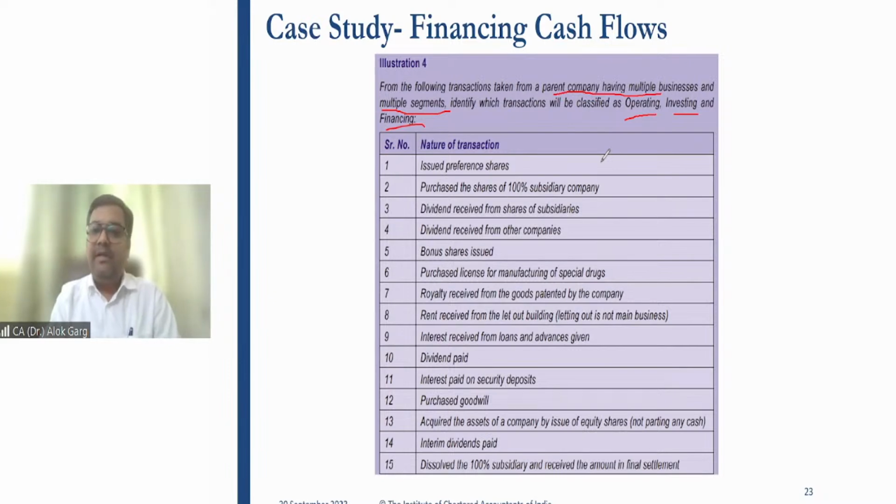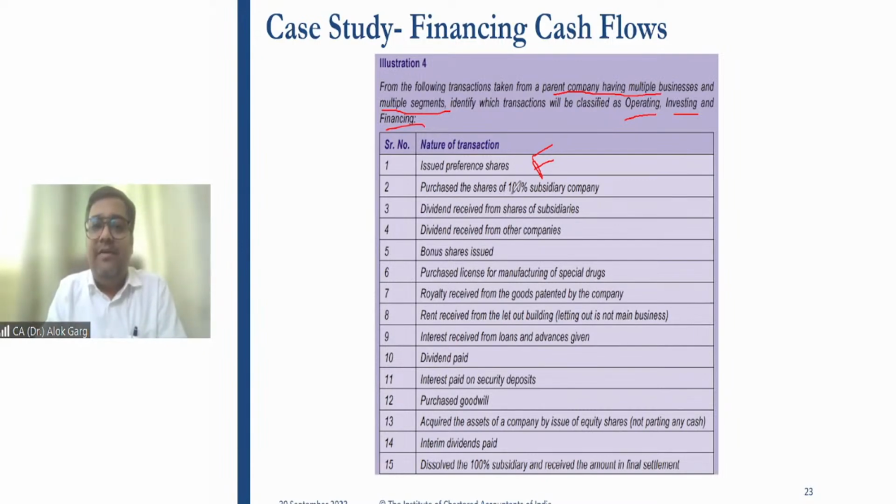Mansa, you are right. Irrespective of the nature of the business, salary is for the business. So irrespective of the nature of the business, whatever business is there, you need employees for that. Yes, first, issued preference share is a financing activity. You are getting money by issuing the shares.